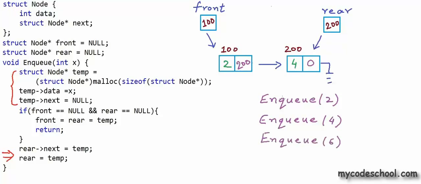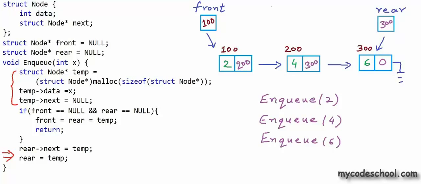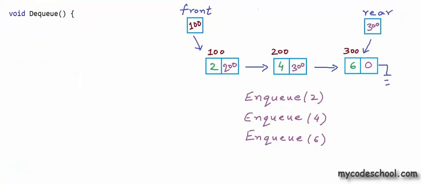Let's do one more enqueue. Let's enqueue number 6. Let's say we got our new node this time at address 300. So this is how our queue will look like. Okay, let's now write dequeue function. In dequeue function, I'll first create a temporary pointer to node in which I'll store the address of the current head or current front. Let's say for this example at this stage I'm making a call to dequeue function.